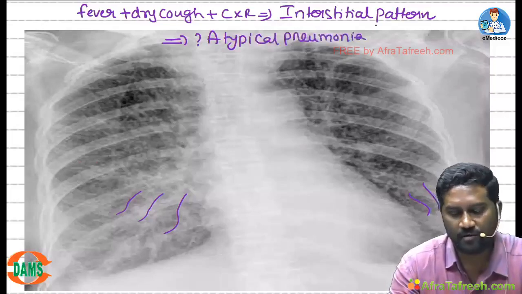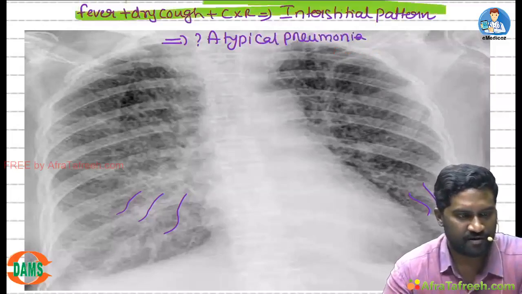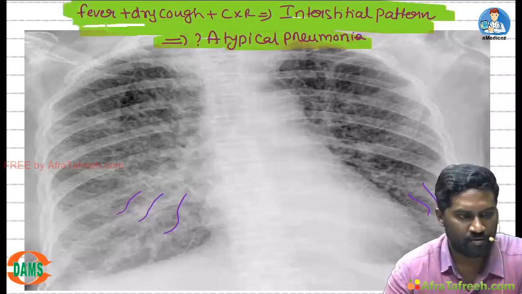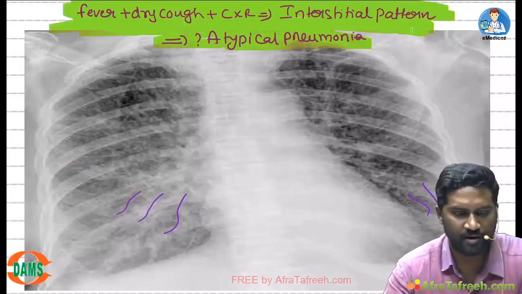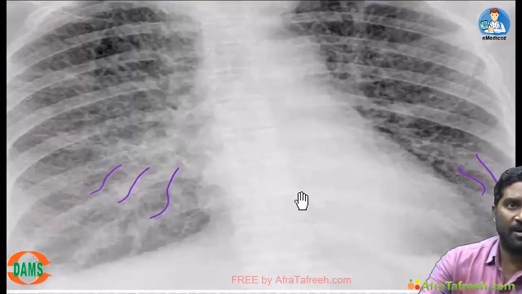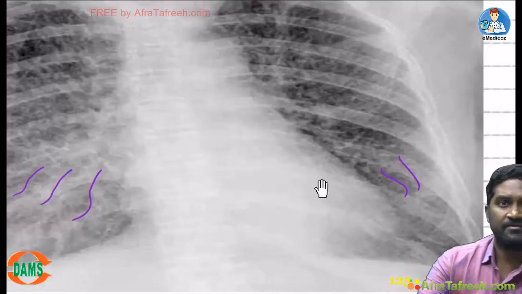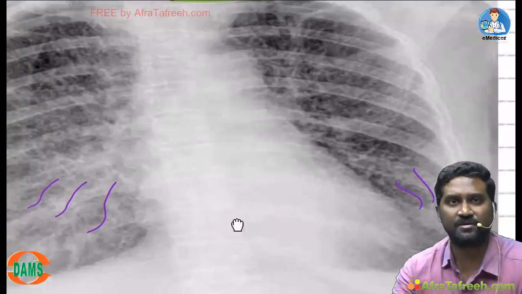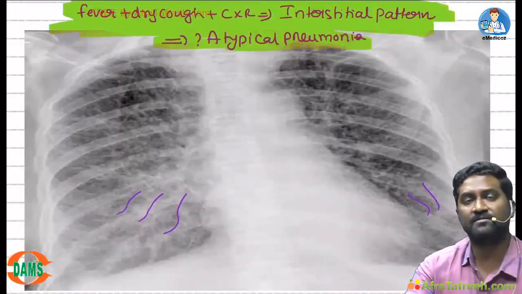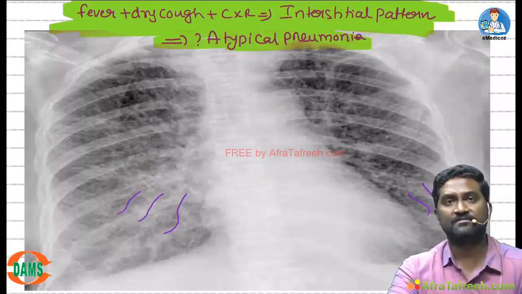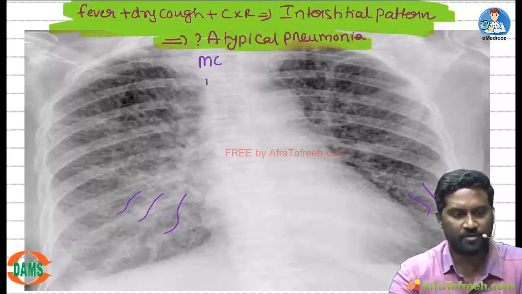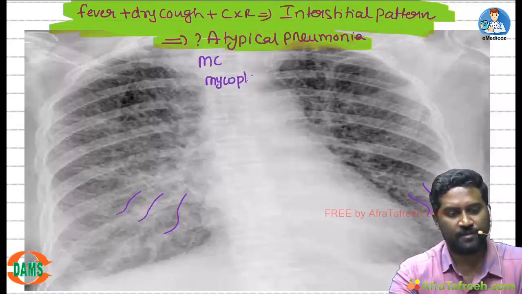When you see this in combination, your suspicion should be atypical pneumonia, students. And what is the most common cause of that atypical pneumonia? So this is the interstitial pattern. You can see only mild haziness. So there is no actual consolidation, slight increase in density. This mild haziness is called interstitial pattern. This is suggestive of atypical pneumonia. And in atypical pneumonia, most common, your answer should be mycoplasma.